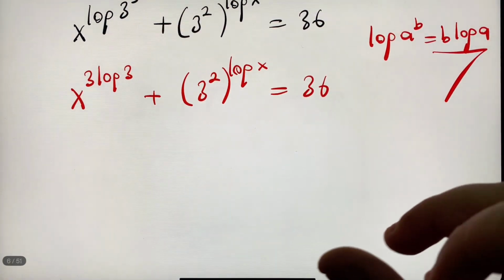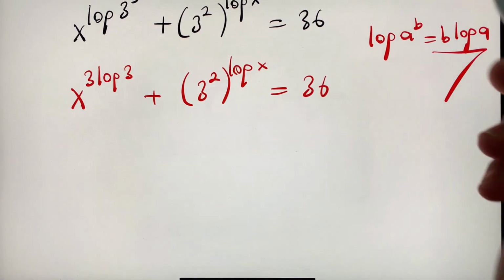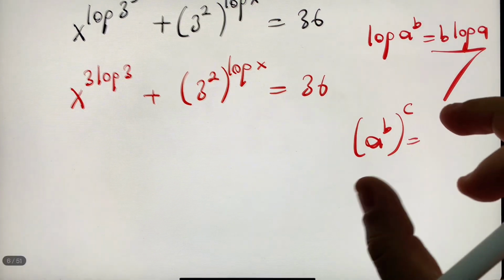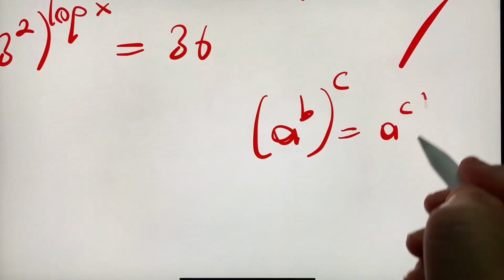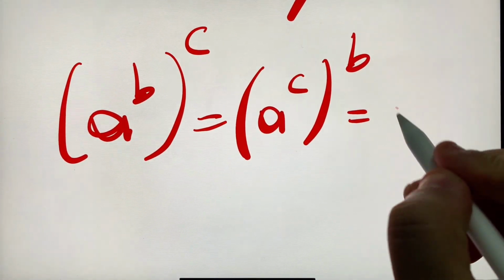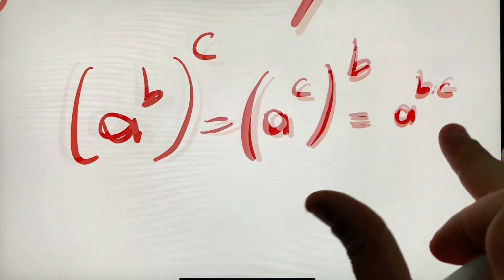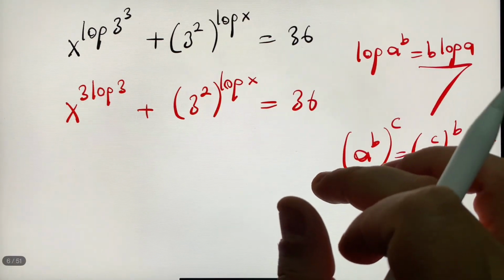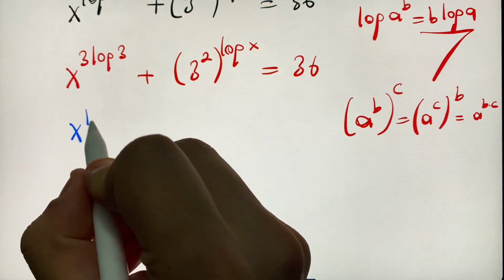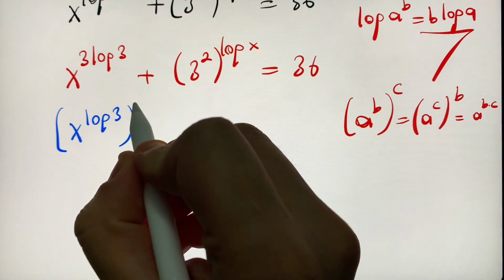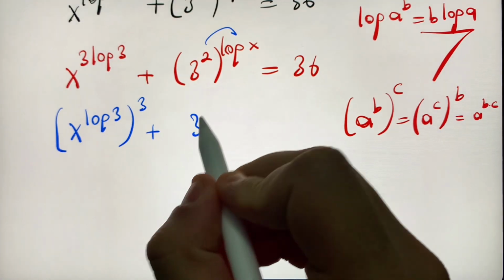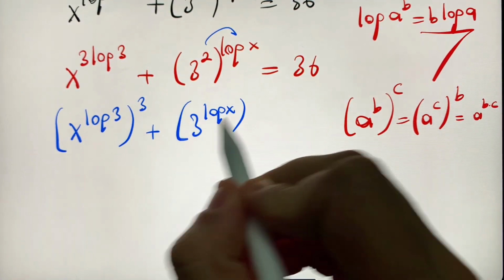Now, considering exponential numbers, how could I write a to the power b, to the power c? I could write it as a to the power of b times c. If we apply this feature immediately in our equation, I use this expression: x to the log base 3, plus, I change places with this too, log base 3 over x squared, is equal to 36.